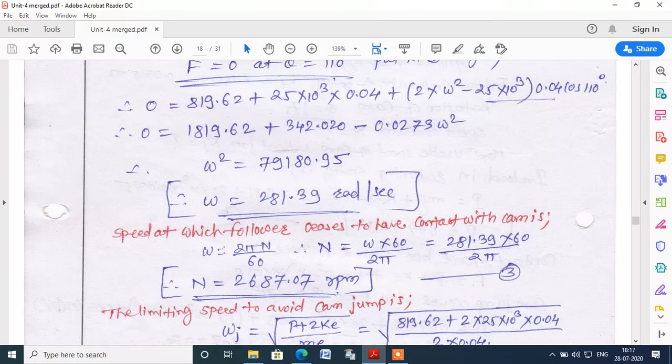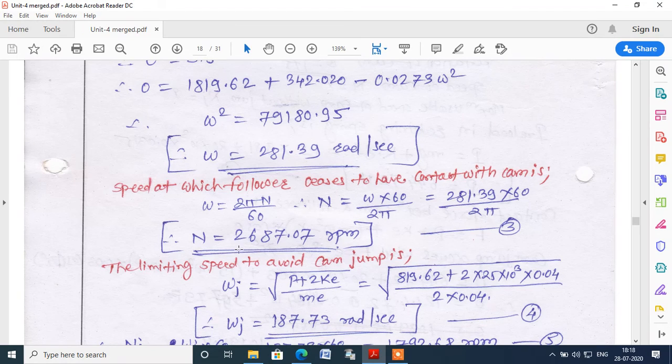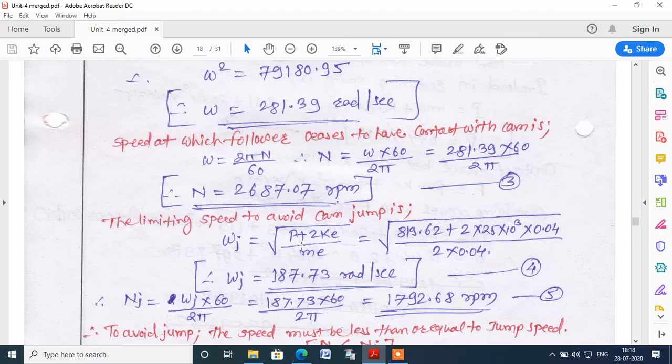Now speed at which follower ceases to have contact with the cam. So omega is 2 pi n upon 60. If you calculate n, so n equal to omega into 60 upon 2 pi. So it is 281.39 into 60 upon 2 pi. So it is coming 2687.07 rpm. Now limiting speed to avoid cam jump phenomenon is omega j equal to the square root of (p plus 2ke) upon m. So omega j is 187.73.